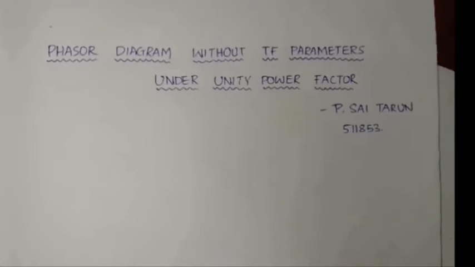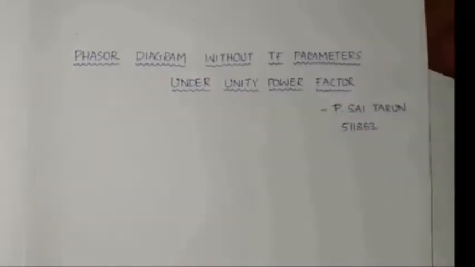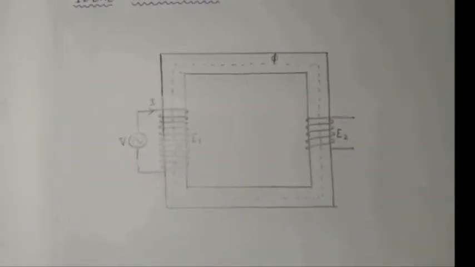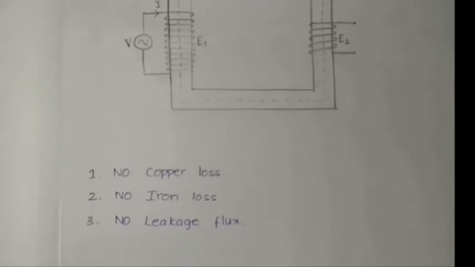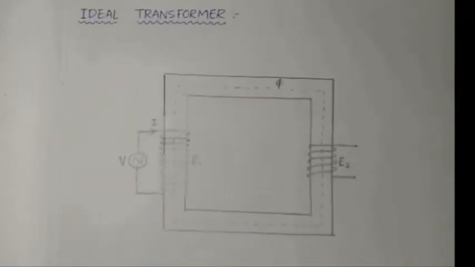I am going to discuss the topic phasor diagrams without transformer parameters under unity power factor. To explain this topic from basics, we need an ideal transformer. An ideal transformer has these assumptions: no copper loss, no iron loss, no leakage flux. Let us discuss the working of an ideal transformer briefly.